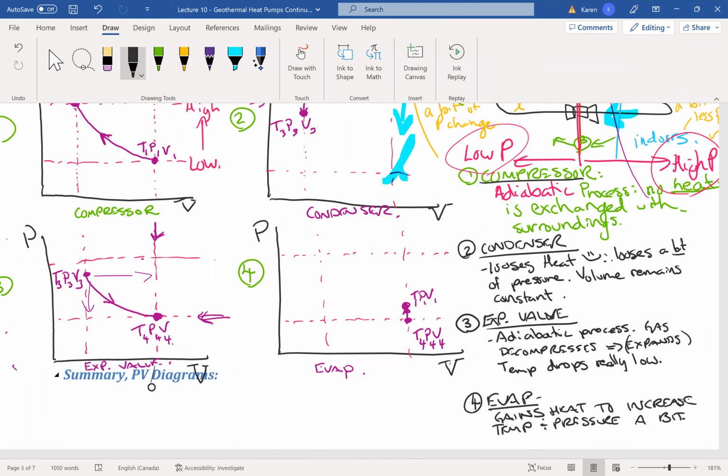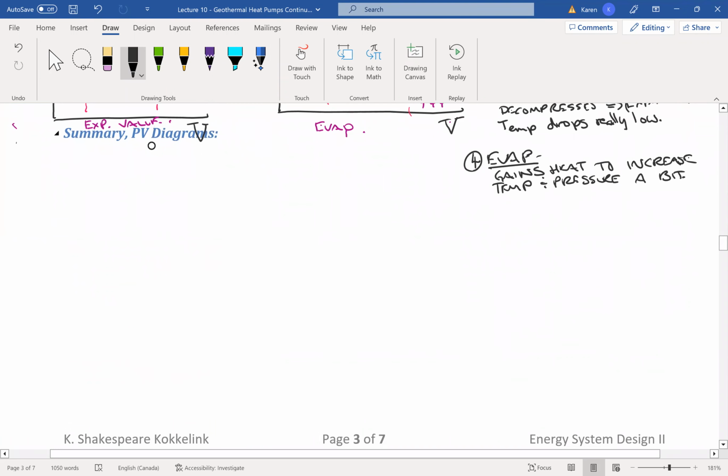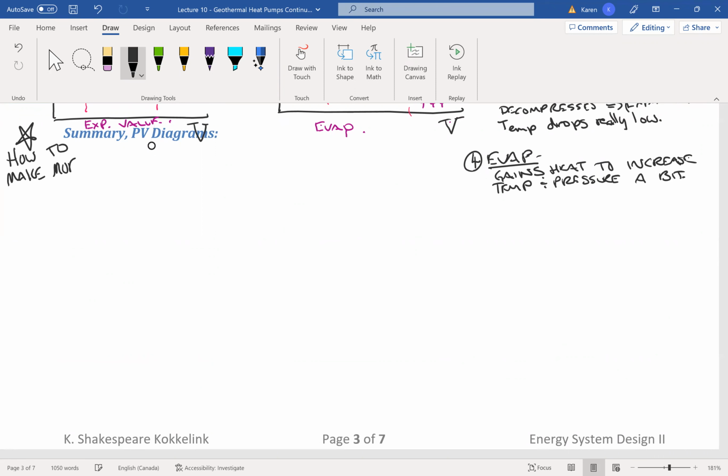So let's do the summary of this system. So this is what's going to be really important. And I'll just tell you one of your final exam questions right now. I'll say how to make it more efficient, less efficient. What if, so I'm going to ask you, what if you buy a worse compressor? Redraw this curve.